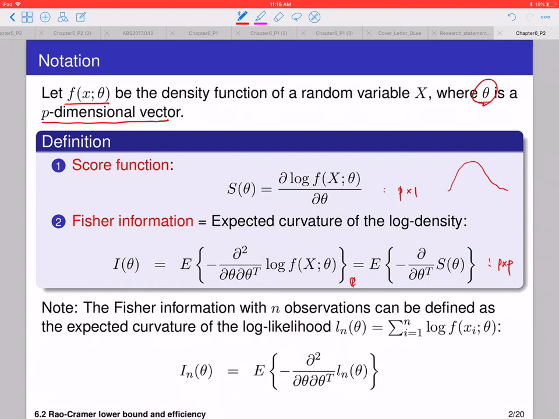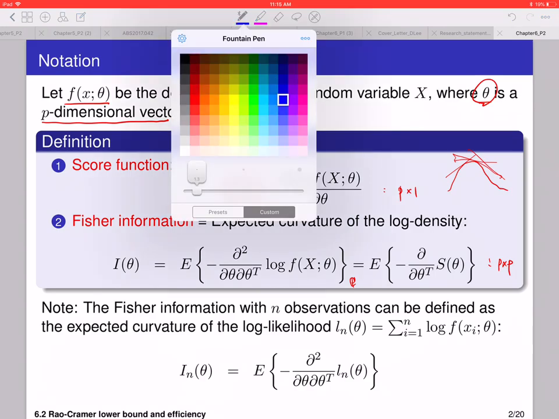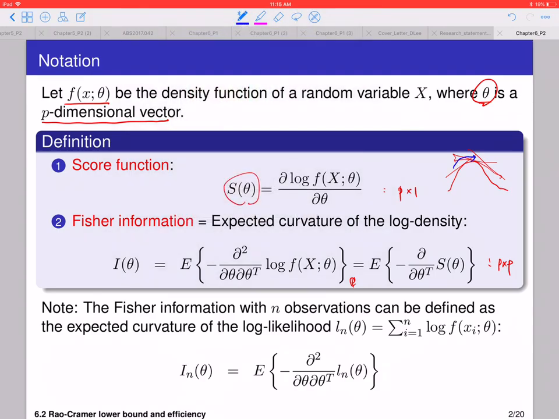Recall that we have a log density, then the score function is just this, right? And if you are interested in the curvature, how fast the slope changes gives information about the curvature. So that is called Fisher information.